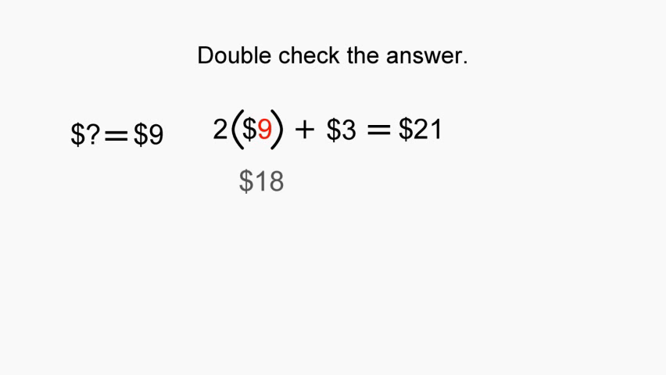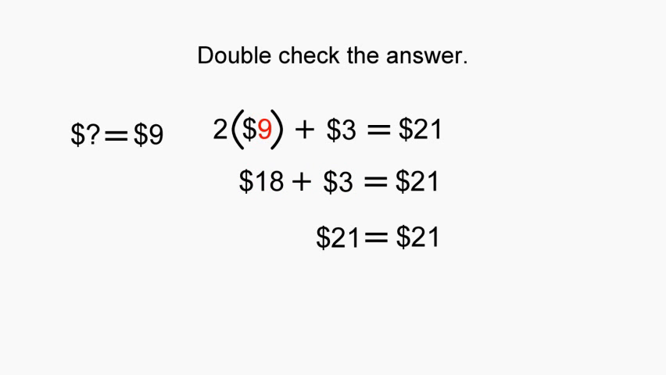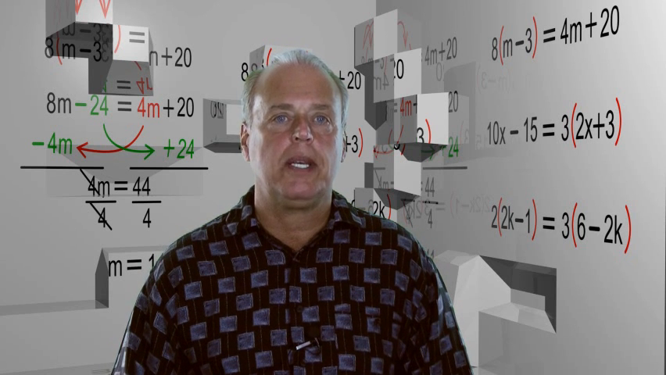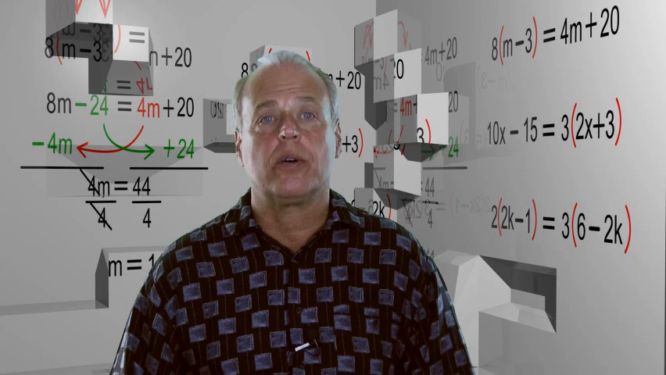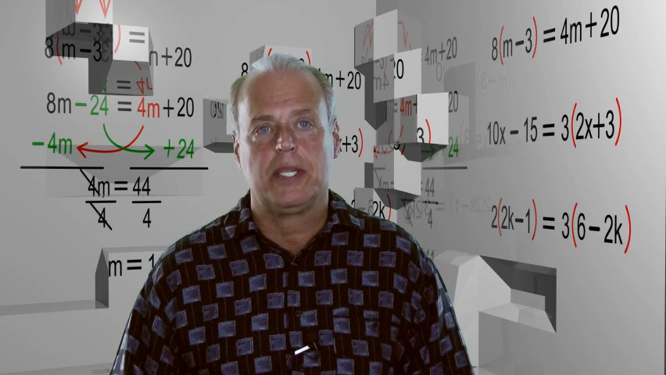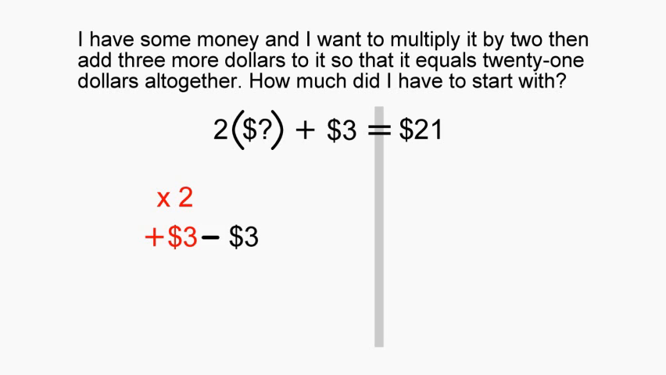2 times $9 is $18. $18 plus $3 is $21. This would be a typical beginning algebra problem. And in order to solve it, I just did arithmetic. I had to subtract first, then divide next to get the missing piece by itself.